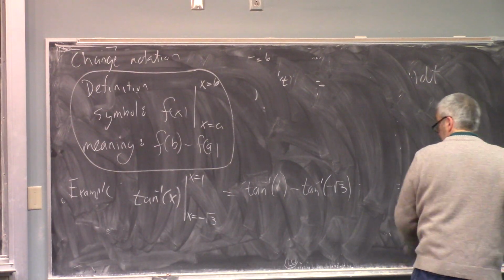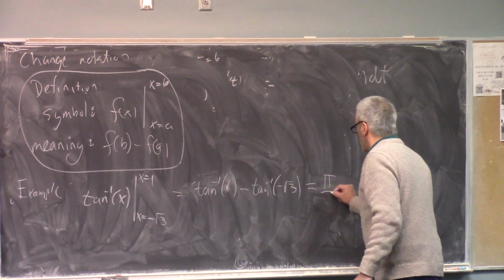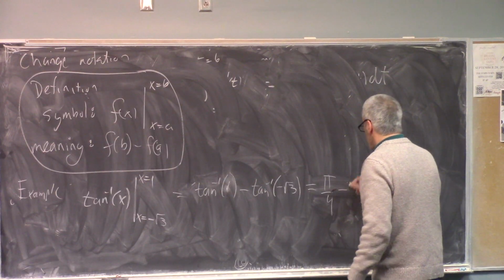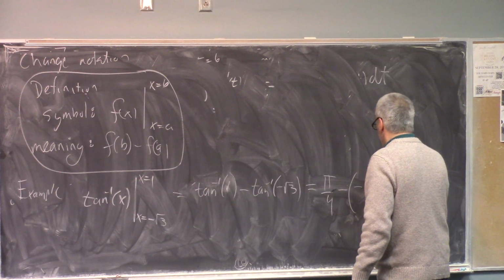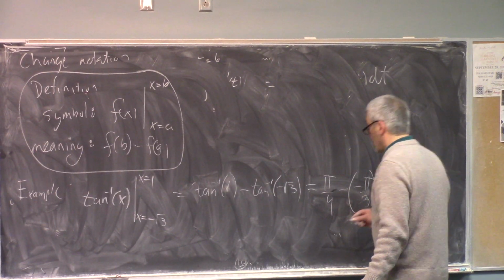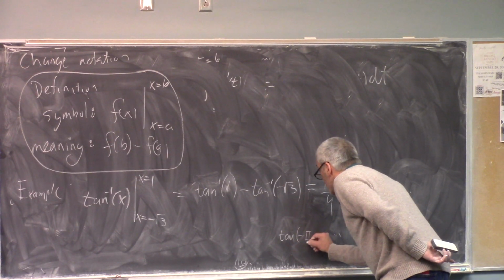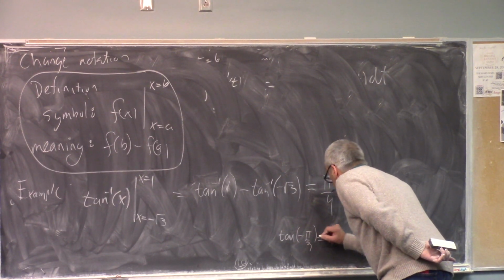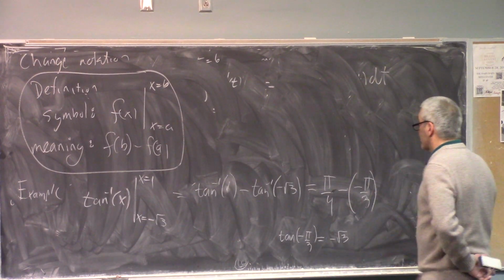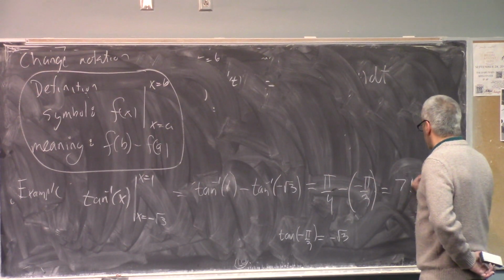Now we already discussed that tan inverse of 1 is pi over 4, because tangent of pi over 4 is 1. Tangent of negative square root of 3 is, well, that's actually negative pi over 3, because tangent of pi over 3 is radical 3, and tangent of negative pi over 3 is negative radical 3. So the tan inverse of negative radical 3 is this. So this is pi over 4 minus a minus pi over 3. This is actually 7 pi over 12.